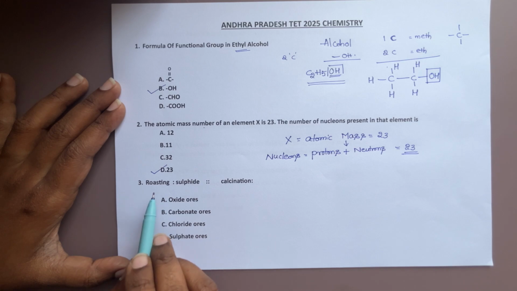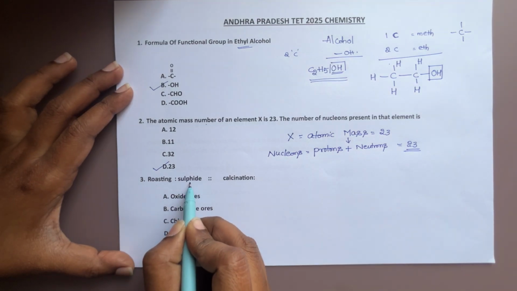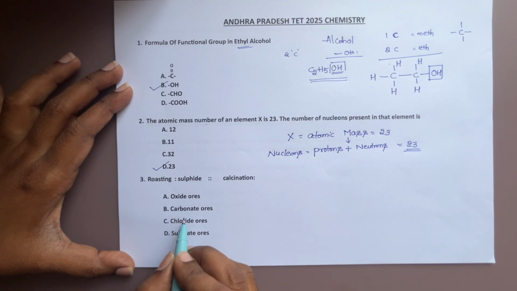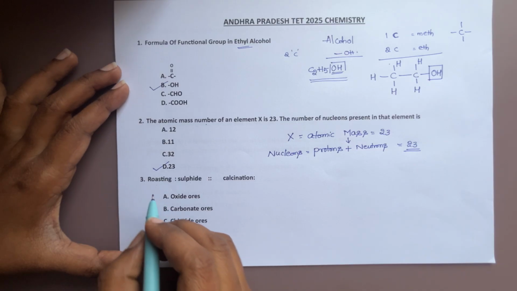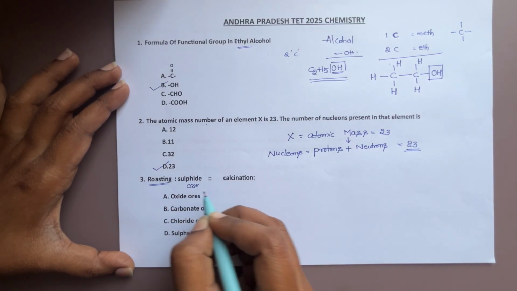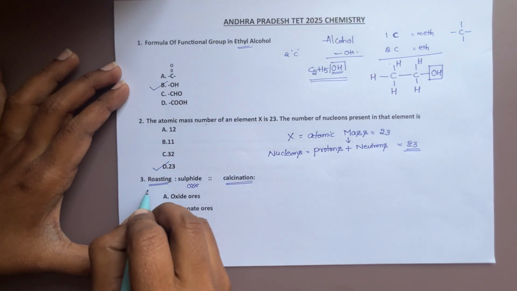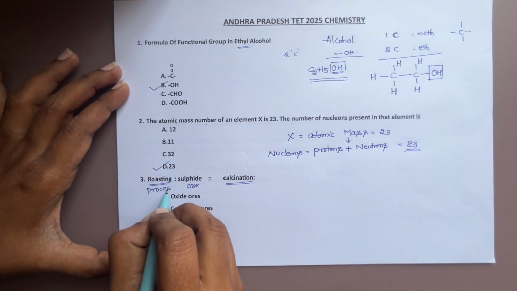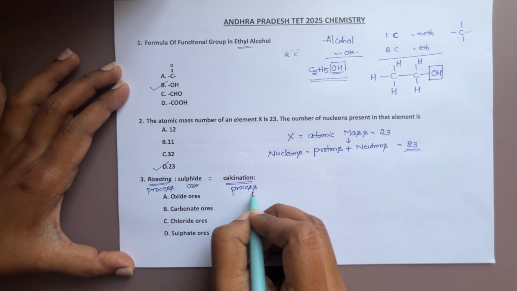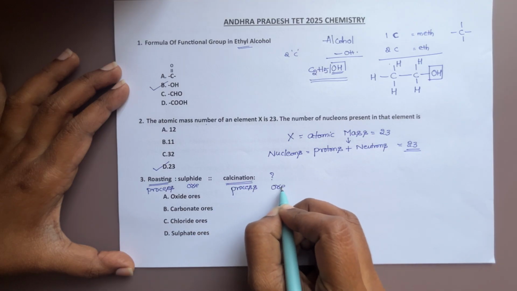Coming to this question: roasting is for sulfide, and what about calcination? The options are oxide ores, carbonate ores, chloride ores, sulfate ores. First of all, we need to see that this is the process and this is the ore. Here also this is a process and this is also a process. So we need to identify what the ore is here.